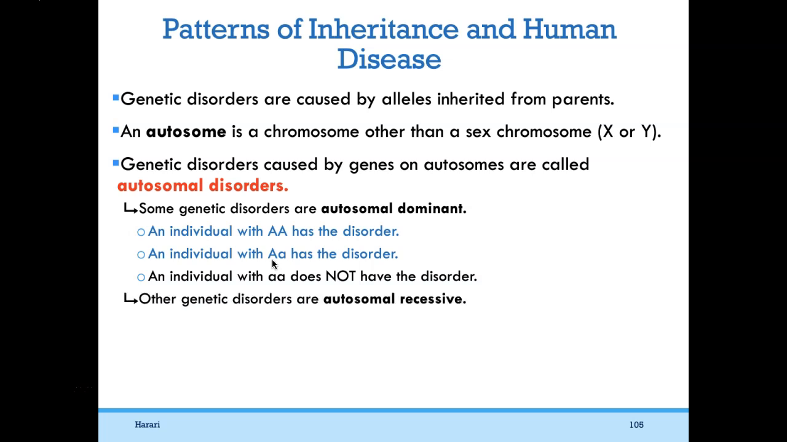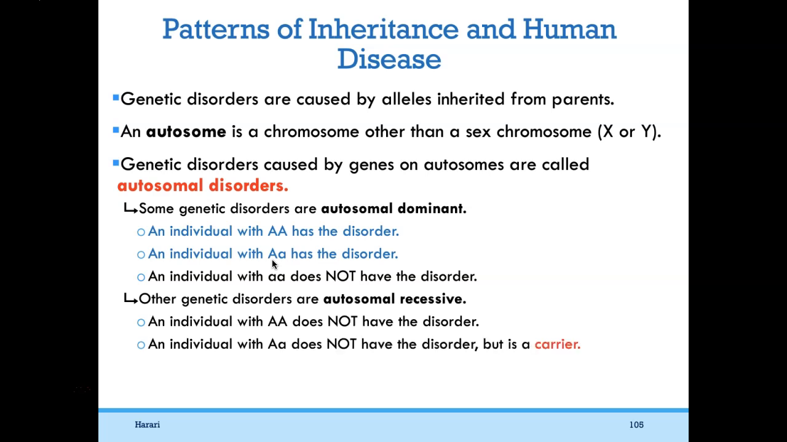Other genetic disorders are autosomal recessive. That means an individual with big A is perfectly healthy. An individual with big A, little a does not have the disorder but is a carrier, right? The heterozygote is a carrier because the disease allele is little a. So little a, little a would be an affected individual with the autosomal recessive disorder.